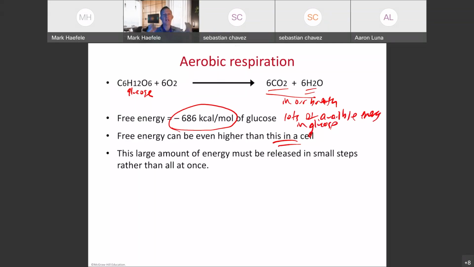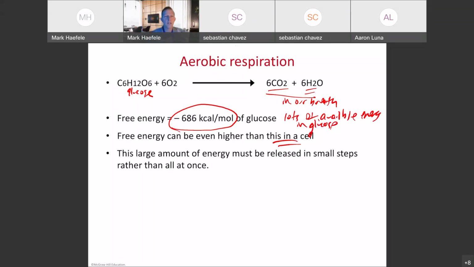And so since there's a lot of energy, you can't just liberate it all at once because it's going to be like lighting a fire. It's going to be boom, this huge explosion. And we're going to get just a ton of energy all at once, and we can't really do that. So what we have to do is sort of squeeze it out a little bit at a time to make sure that we can handle that much energy.